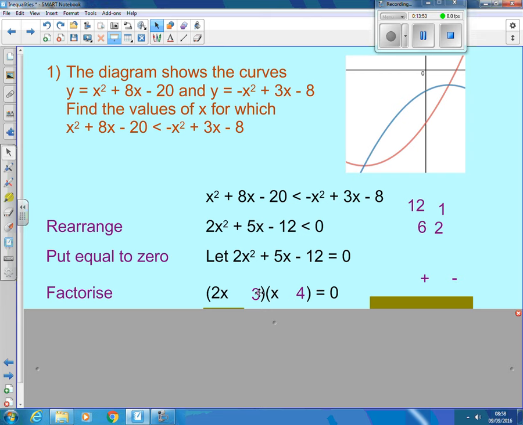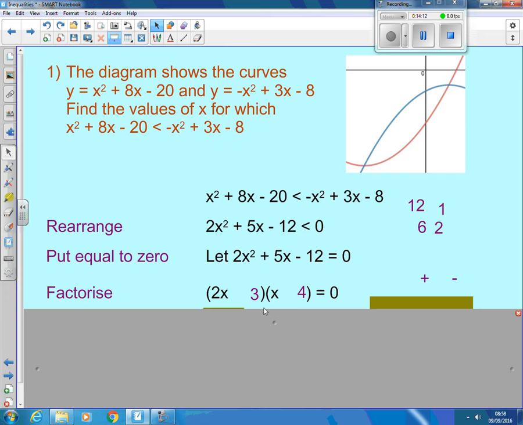If I had tried it the other way around, you'd see that it doesn't work. 6x and 4x don't work. They can't come to 5x. So I want it this way round. 8x, 3x. I want minus 12, so the signs are different, to multiply to minus 12. I want to be adding more than I'm taking away.